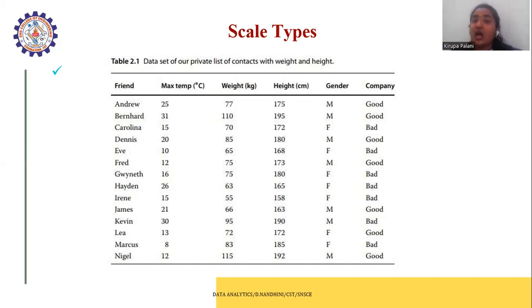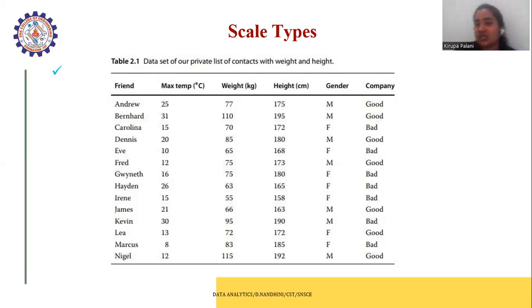This is the data set of a person's weight and height. Next is Bernhard. His maximum temperature is 31, weight is 110, height is 195, gender is male, and the company is good. Next is Carolina. Her maximum temperature is 15, weight is 70, height is 172, gender is female, and the company is bad. Next is Denise. His maximum temperature is 20, weight is 85, height is 180, gender is male, and the company is good.